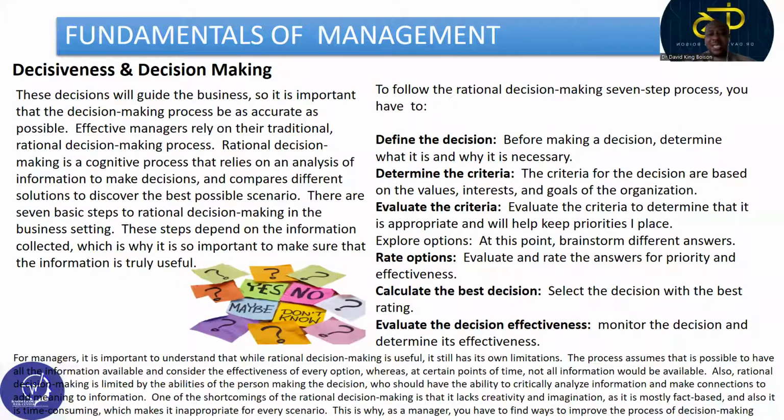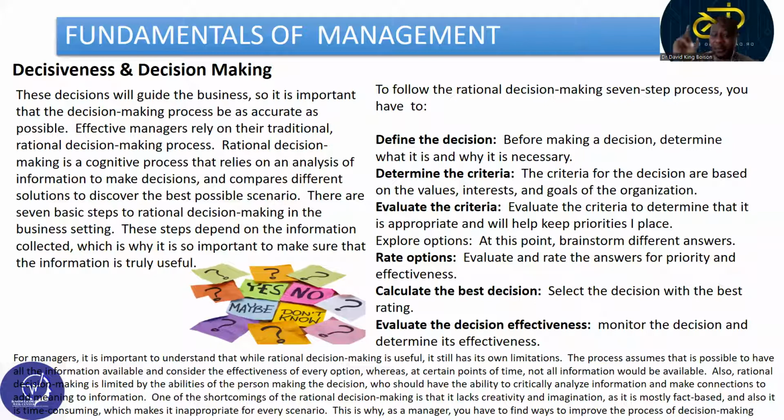For managers, it is important to understand that while rational decision making is useful, it still has its own limitations. The process assumes that it is possible to have all the information available and consider the effectiveness of the options. That's what is assumed, that you have the information. But at certain points in time, not all information will be available. Also, rational decision making is limited by the ability of the person making the decision, who should be able to critically analyze the information and make connections and find meaning in it.